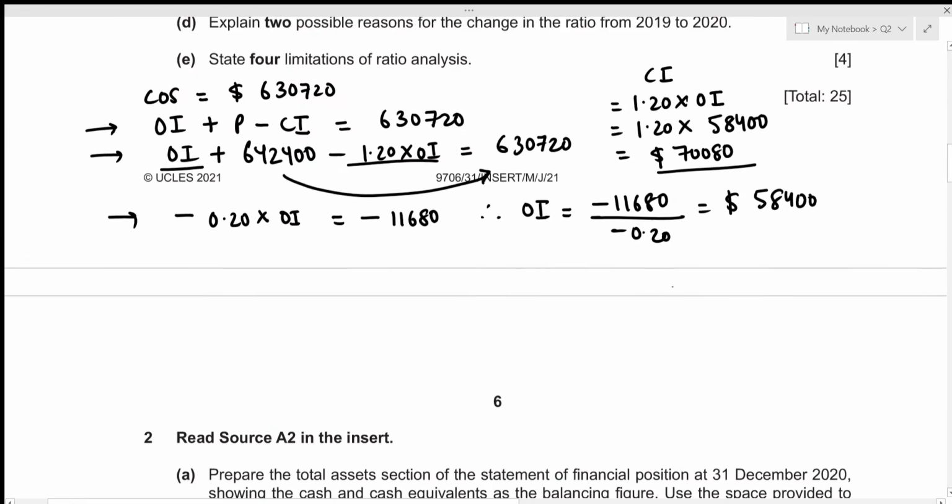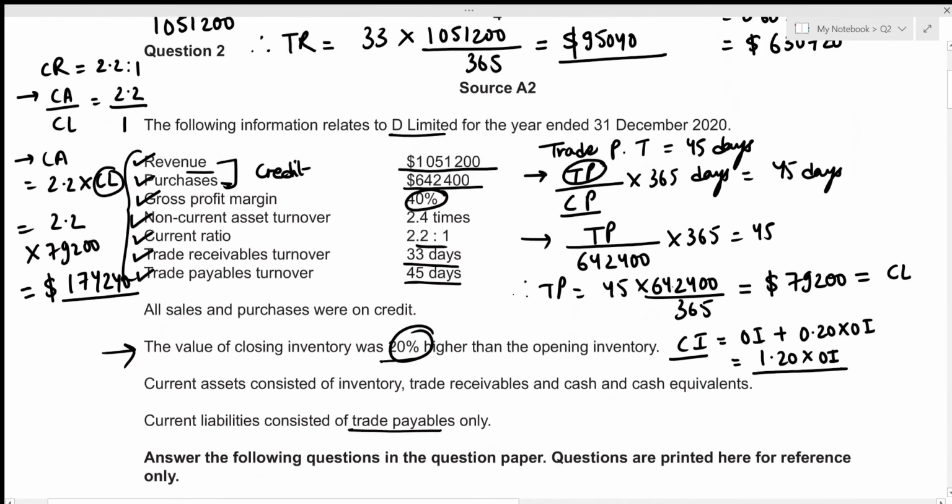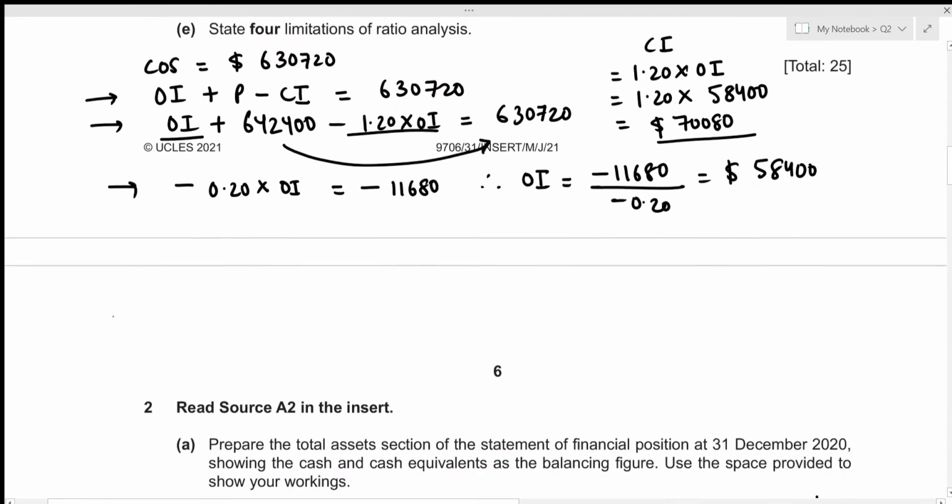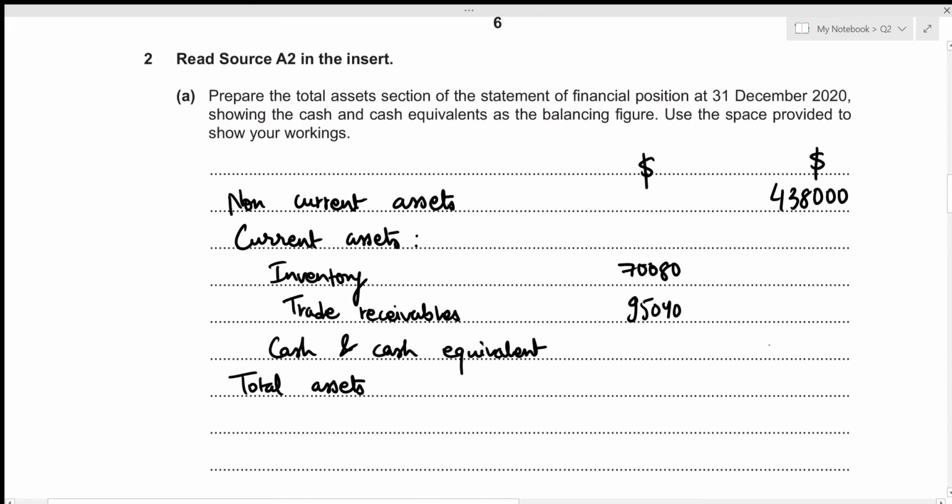Now we also figured out our total for current assets using our current ratio. And the total for current assets is right here. So that's 174,240. This is the total for current assets section. Okay, so we can easily figure out the value of the total assets, which is going to be the sum of these two amounts. That's 438,000 plus 174,240, which results in 612,240.